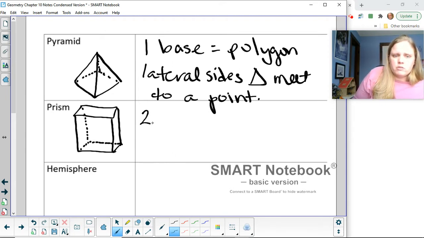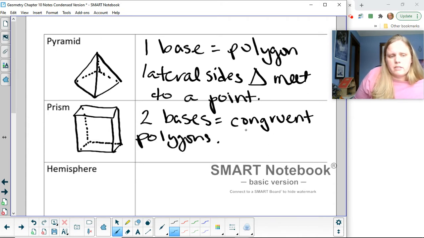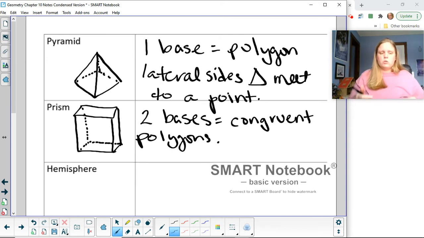So this time we have two bases. They are congruent polygons to each other. And then the lateral sides connect those two bases. And again, usually the lateral sides are rectangles or possibly parallelograms.